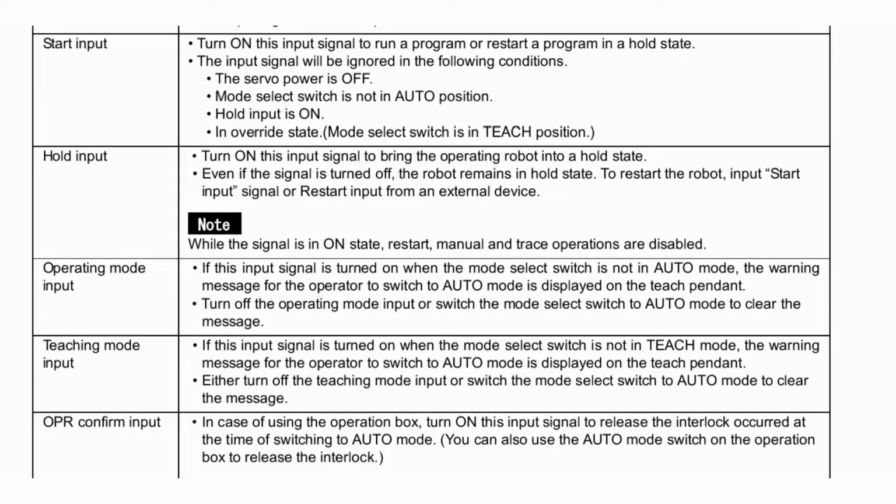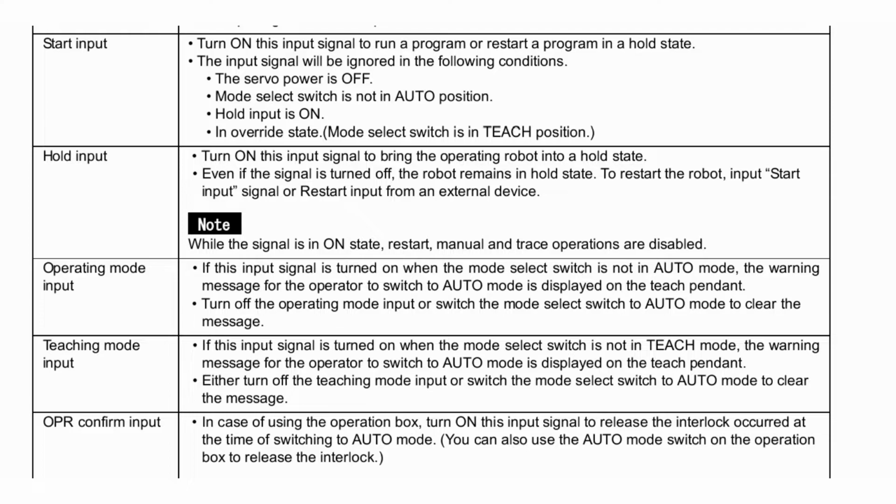Start input, turn on this input signal to run a program or restart a program in a hold state. The input signal will be ignored in the following conditions. The servo power is off. Mode select switch is not in auto position. Hold input is on. In override state, mode select switch is in teach position. Hold input, turn on this input signal to bring the operating robot into a hold state.